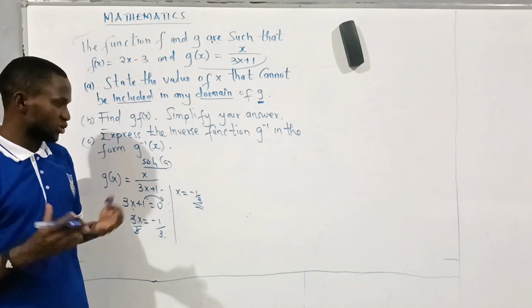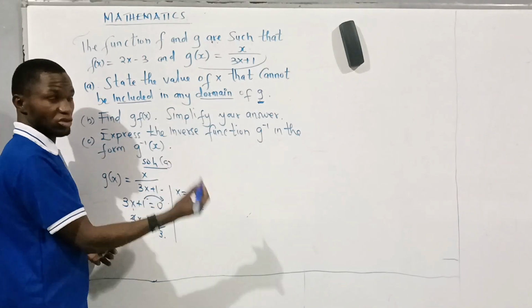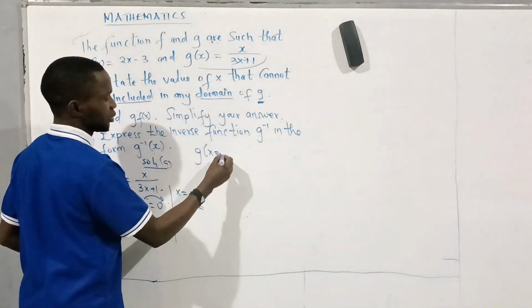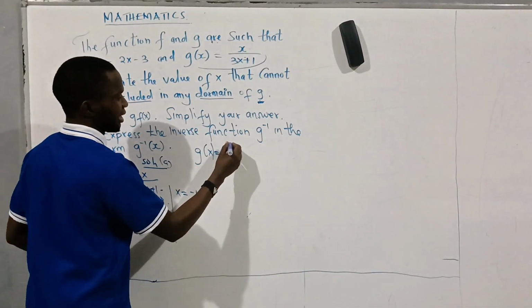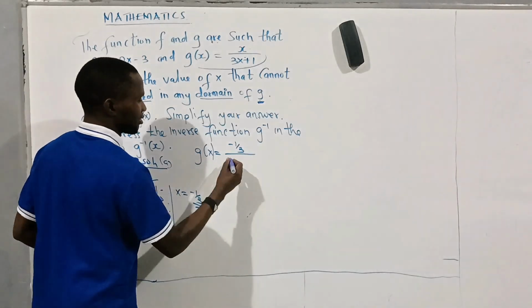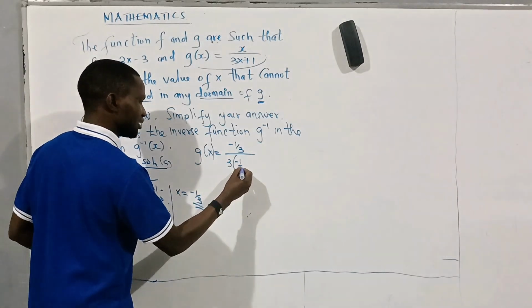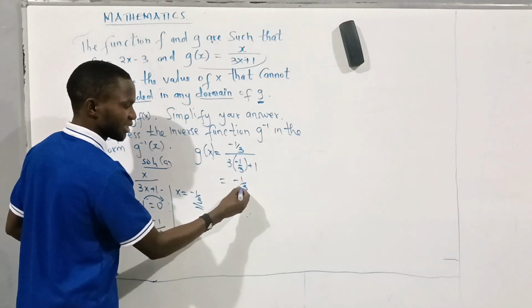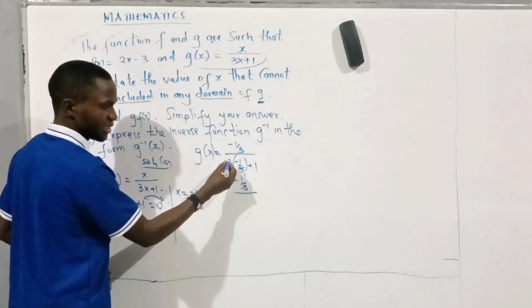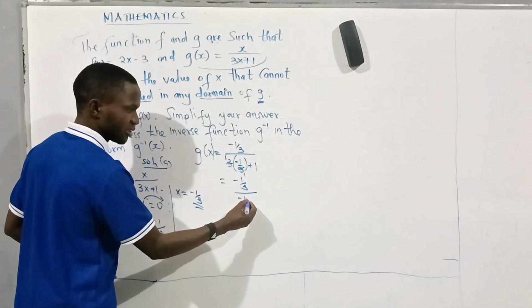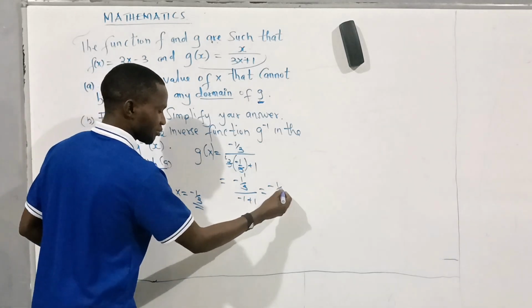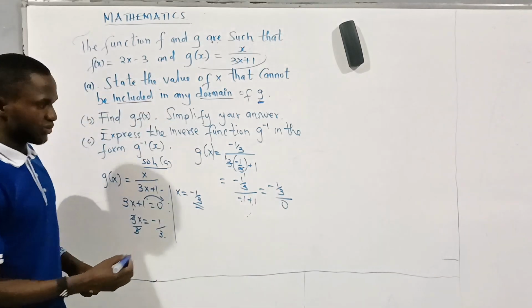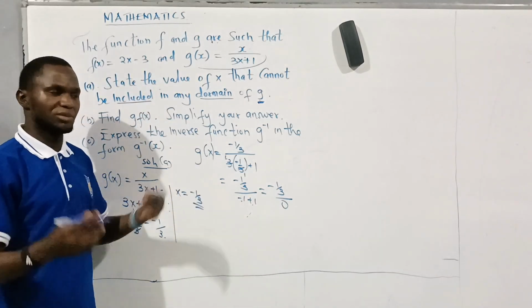I hope you understand. Very useful. Let us confirm by substituting here. g of x is equal to x over 3x plus 1, with x as negative a third: negative a third over 3 times negative a third, which is 1 times negative 1, plus 1. Negative 1 plus 1 is 0. Now it's impossible to get that result. Therefore, this is the value that will be excluded from the domain.